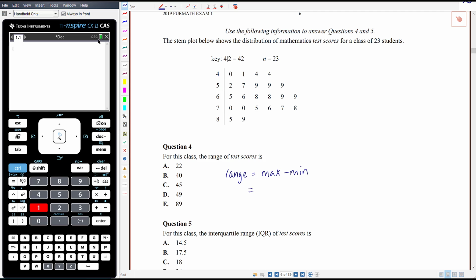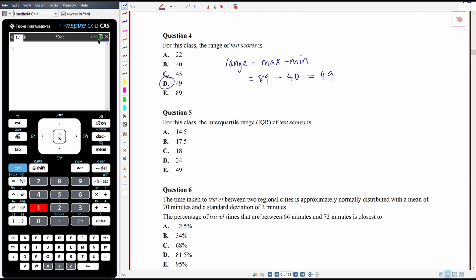and so therefore in this case the maximum value is 89 and the minimum value is 40. So the range is 89 minus 40, which is 49, and so D is the correct answer to question 4.